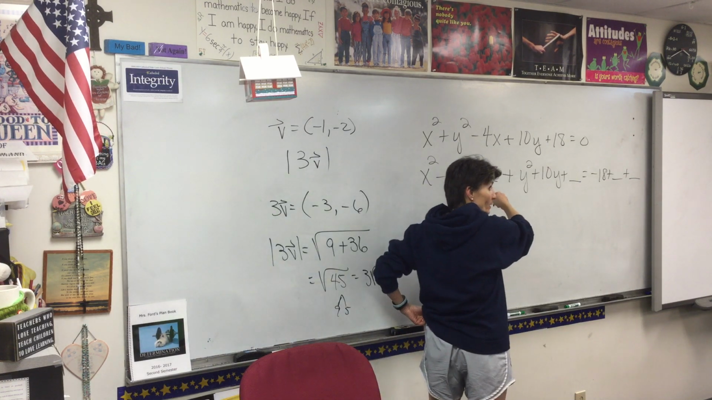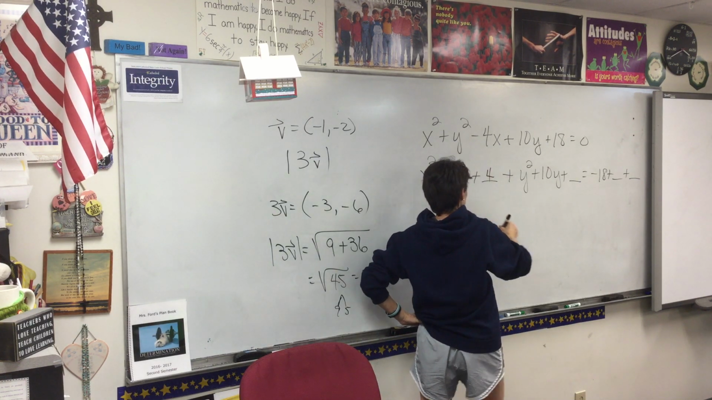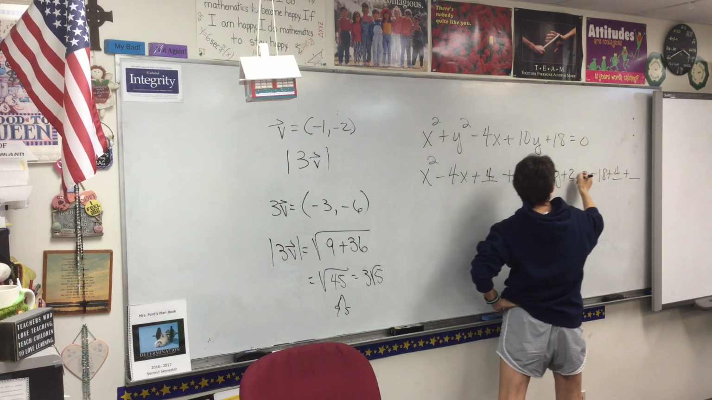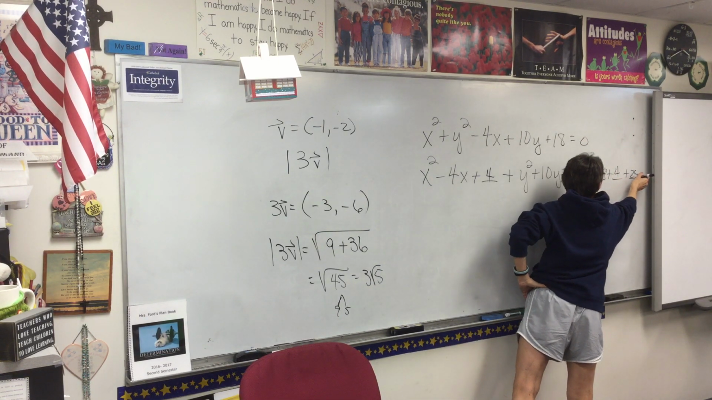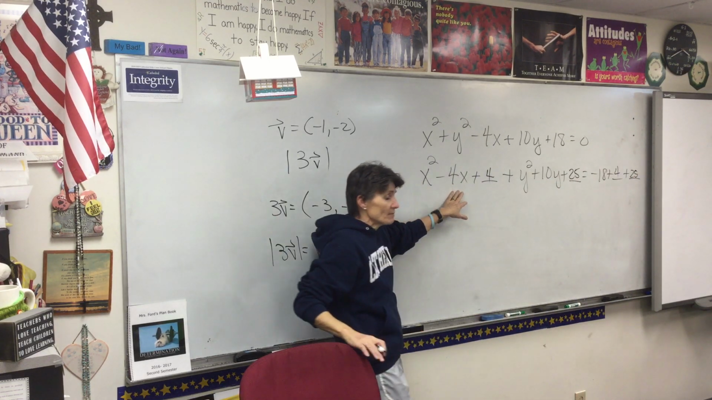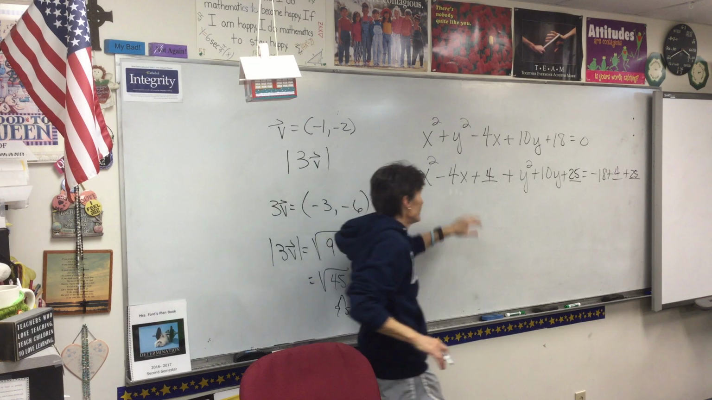So what goes in the first blank? We're going to complete the square here. So we put a 4. 25. Don't forget both sides. And then this one will be a 25. Remember how we're getting those numbers? We take half of this and square it.